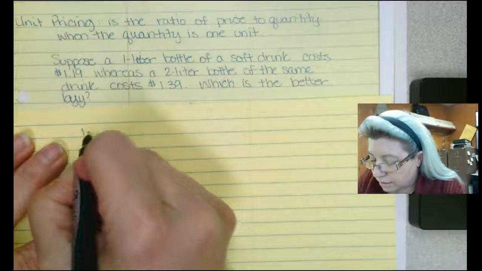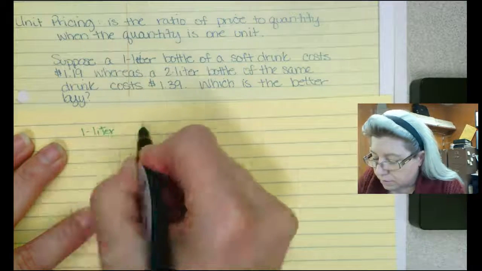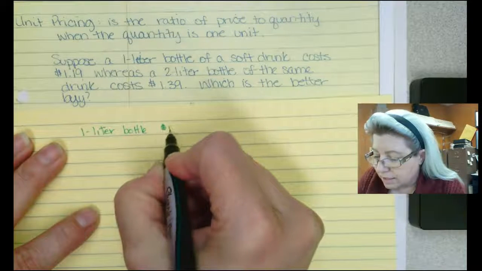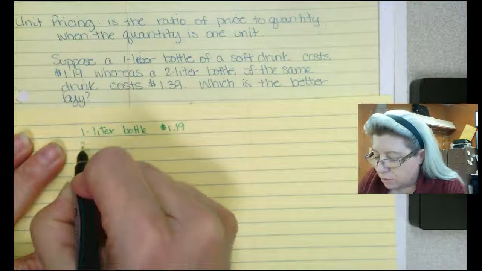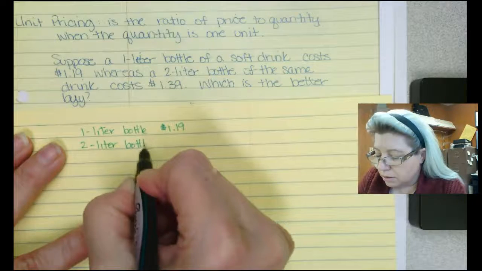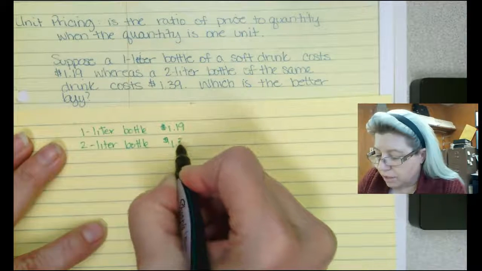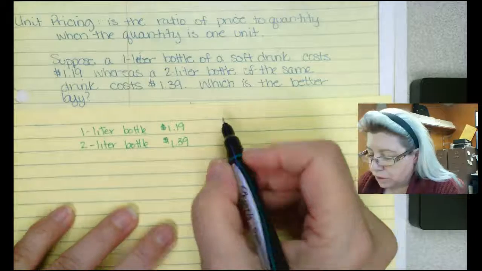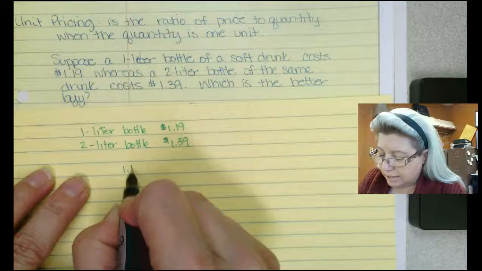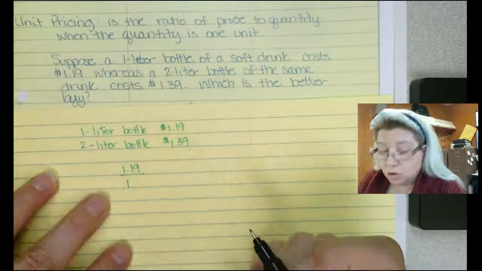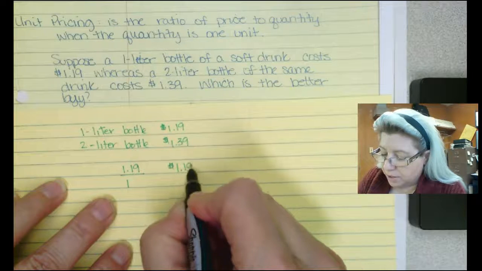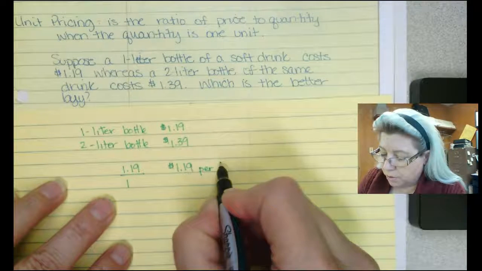The 1 liter bottle costs $1.19, and the 2 liter bottle was $1.39. So let's figure out the unit price of these. Well, the unit price of the 1 liter bottle is $1.19 to 1 liter, so it is kind of silly to say, but $1.19 per liter.